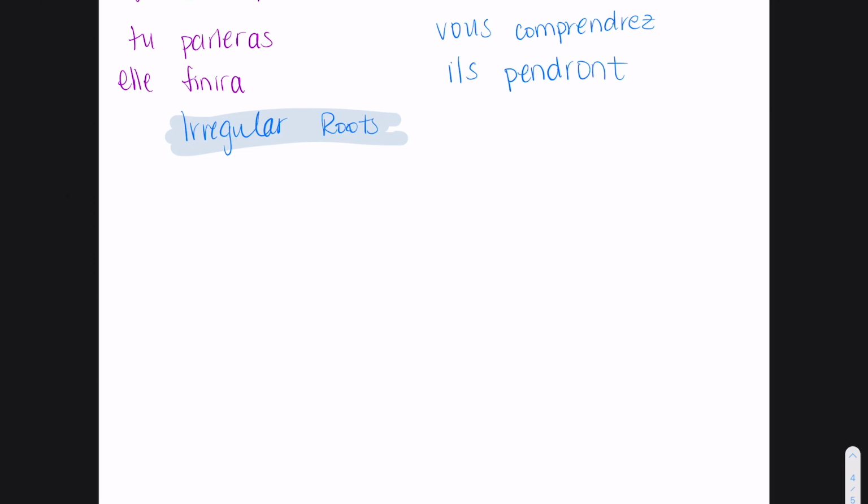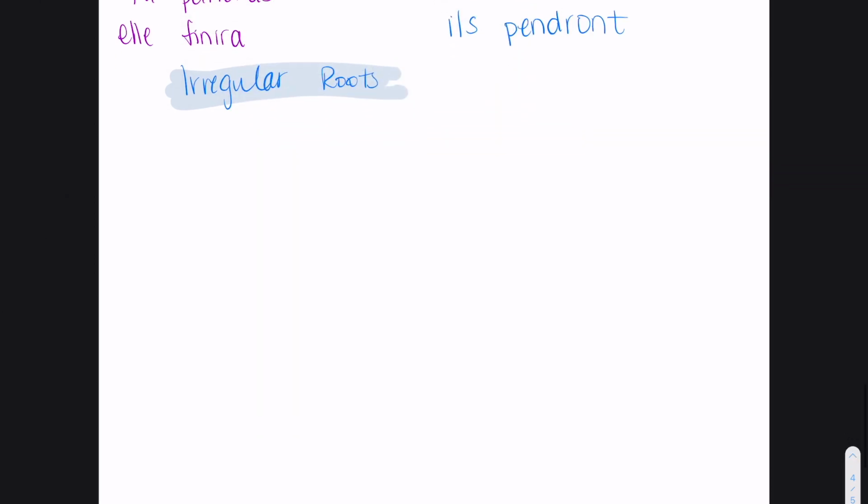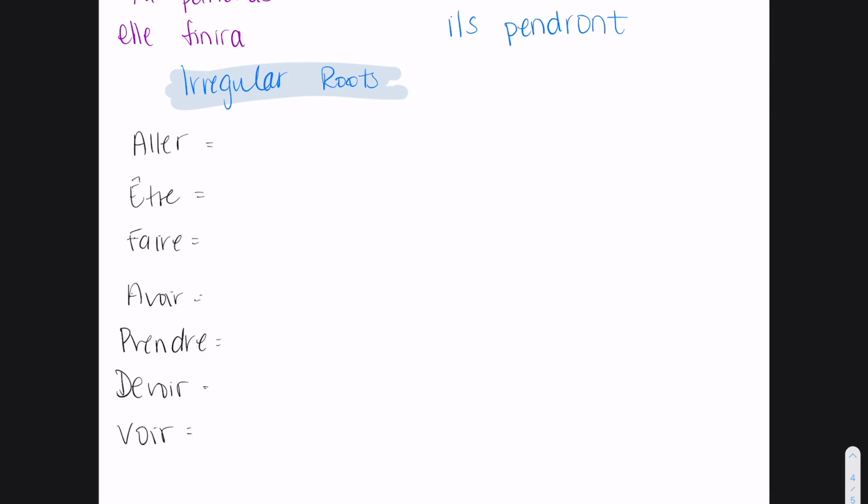So for irregular roots, again, let's take a look at our most common irregular verbs. So we have aller, être, faire, avoir, apprendre, devoir, and let's actually use voir this time because when we talk about things that we are going to see, that can be important there to conjugate as well.